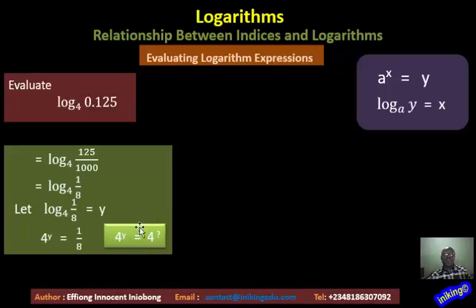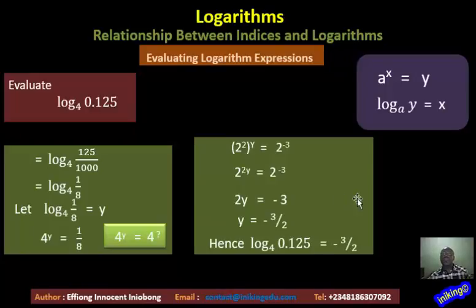Again, you can see here, we could not express 1 over 8 in terms of 4. So we had to advance and make use of 2. So we have 1 over 8 there as 2 raised to the power minus 3. So you have 2 raised to the power 2y to give you 2 raised to the power minus 3, and your 2y equals minus 3. Because here we have left hand side equals right hand side, and of course, the two of them have the same base, hence the exponent must be the same. Y therefore is minus 3 over 2. Hence, the logarithm of 0.125 to base 4 is minus 3 over 2.